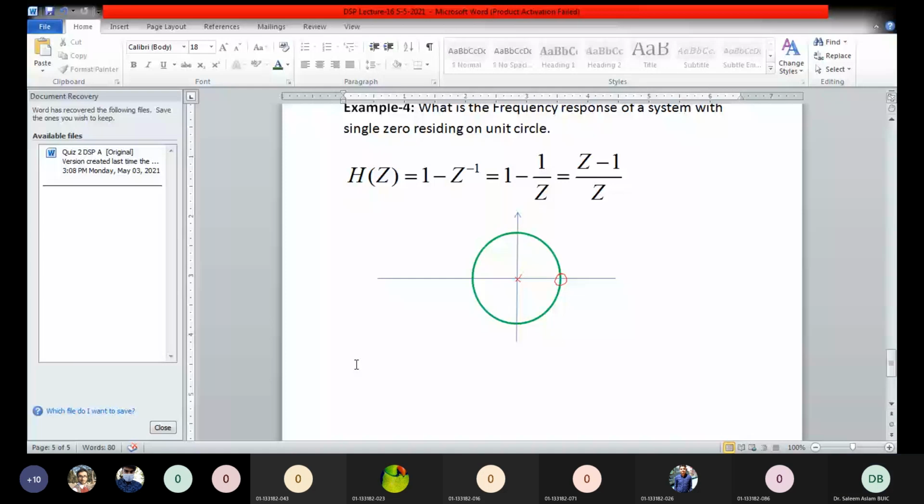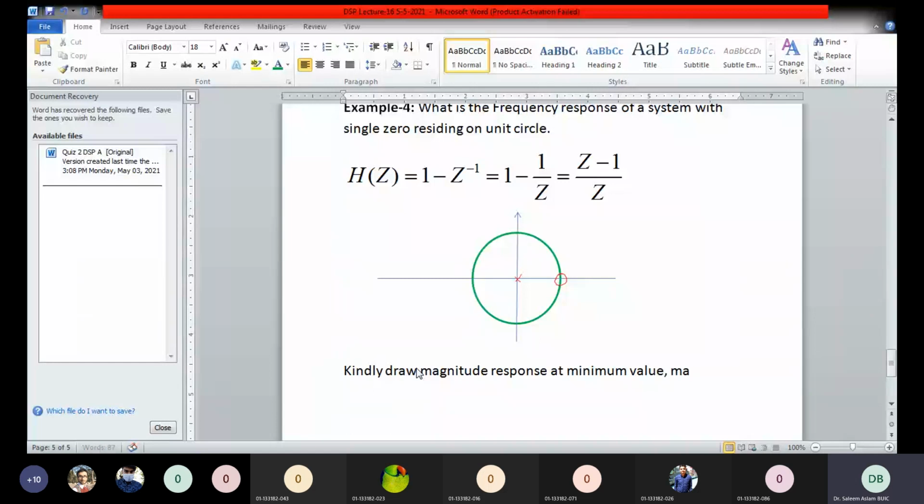Kindly draw the magnitude that corresponds at minimum value, from a max value, and at pi by 4, 3 pi by 4. Let me take 3 pi by 4.